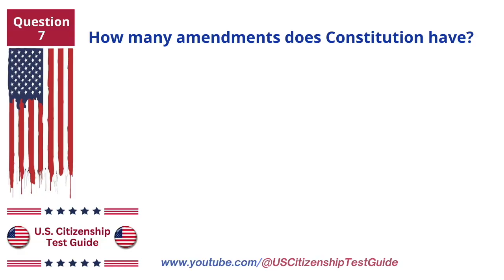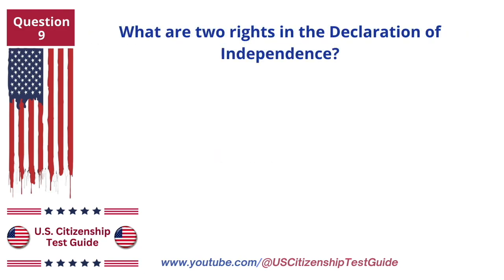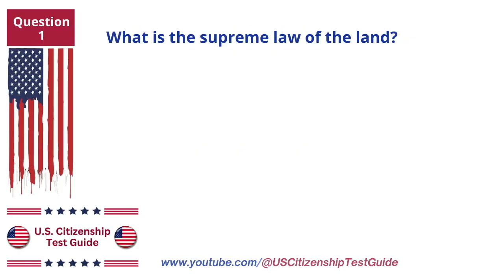How many amendments does the Constitution have? 27. What are two rights in the Declaration of Independence? Life, liberty. What is the supreme law of the land? The Constitution.